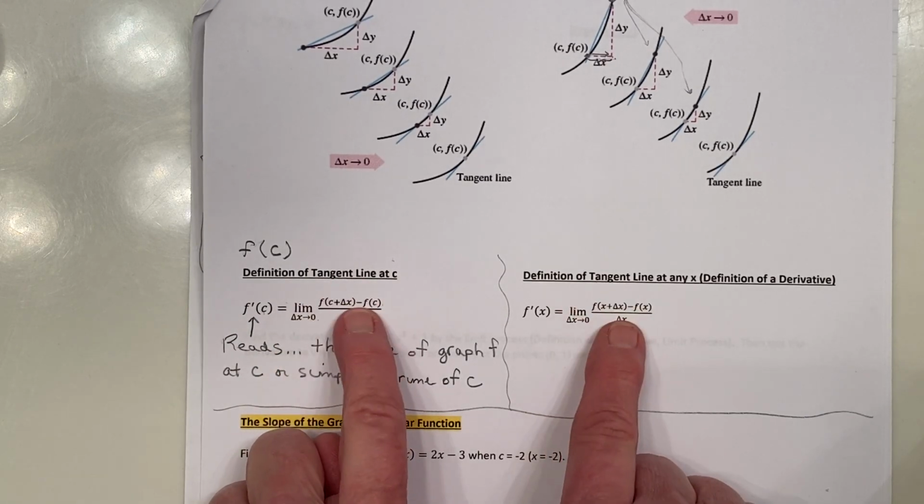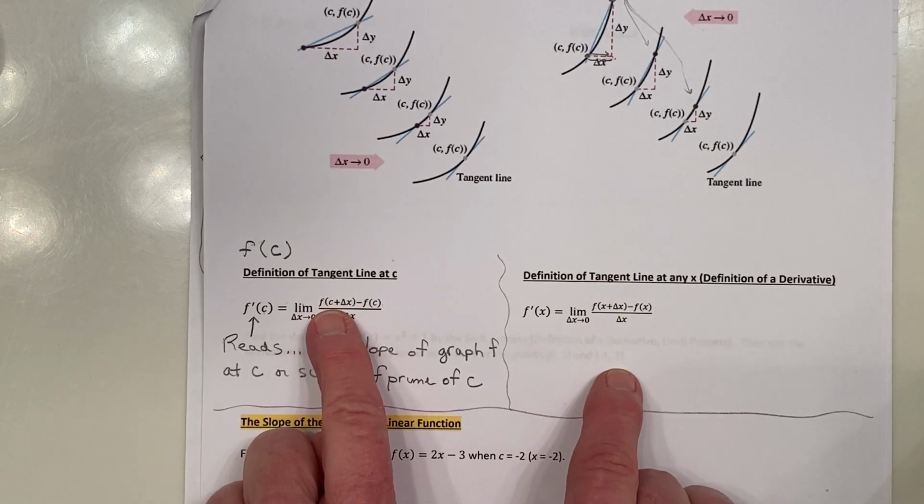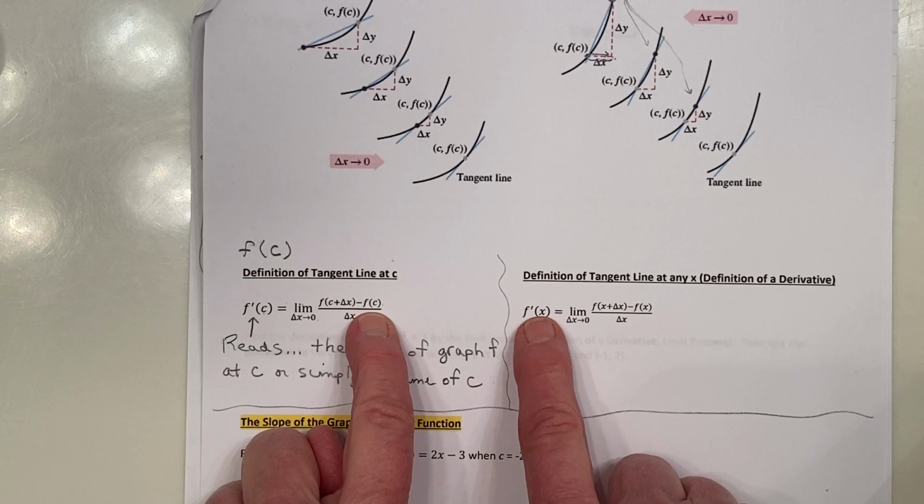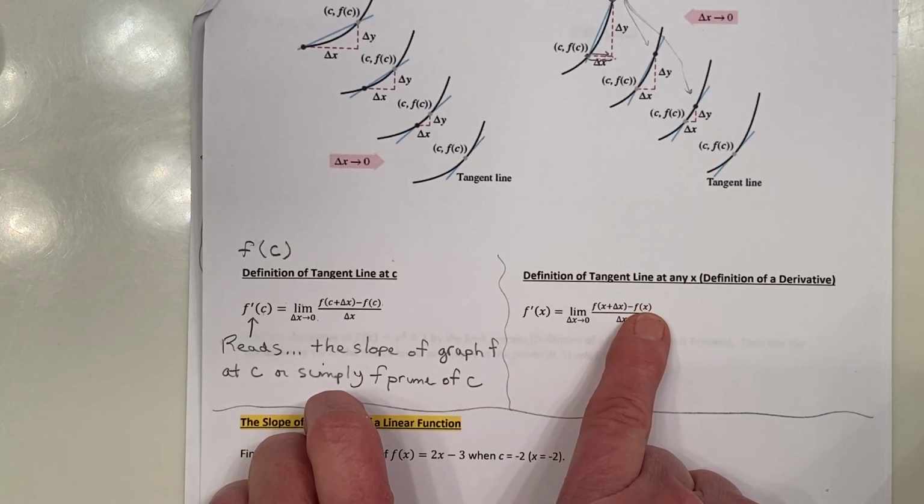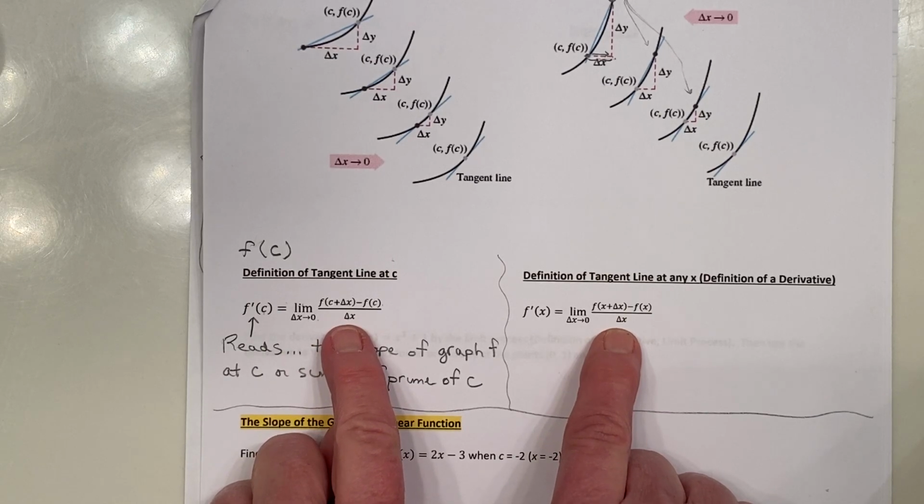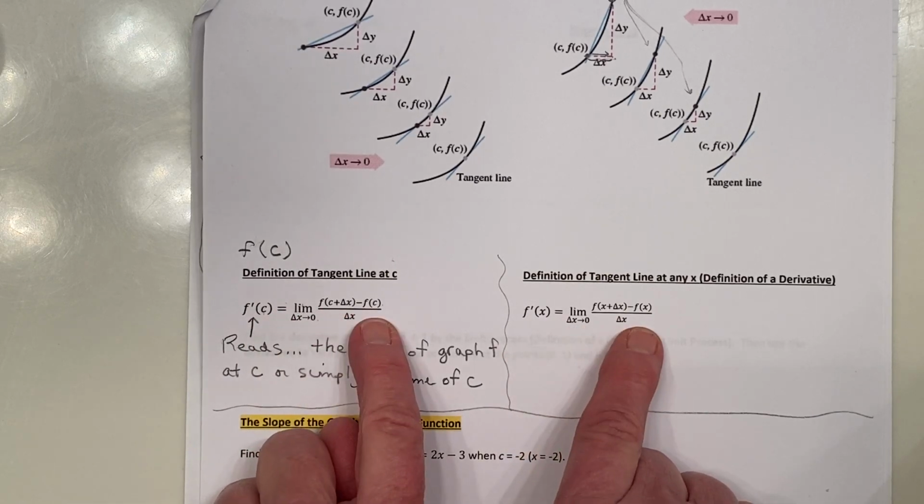But look up here in the numerator. Wherever we had c, if I knew what that value was, I have a c here and a c here. Well, now I'm going to replace those c's in this definition with an x. And the denominator is still the same as delta x. So look at what's similar, what's different.